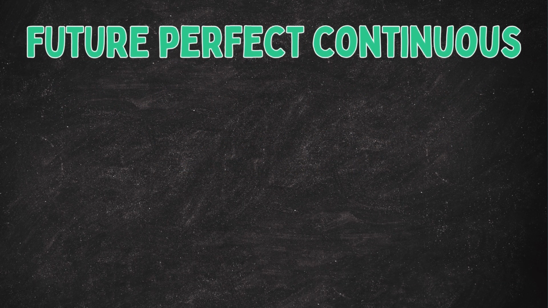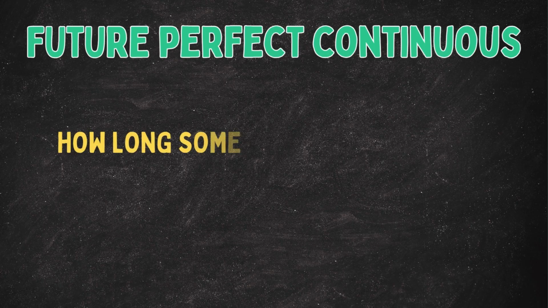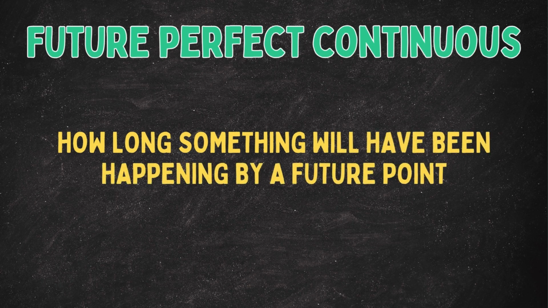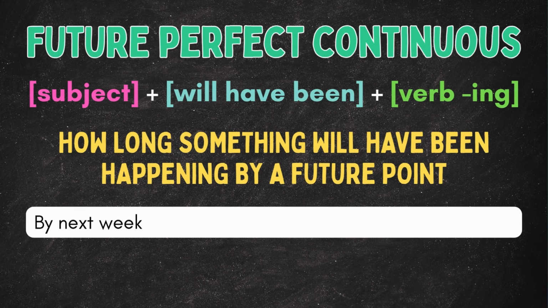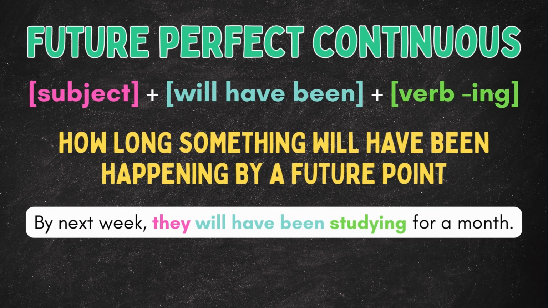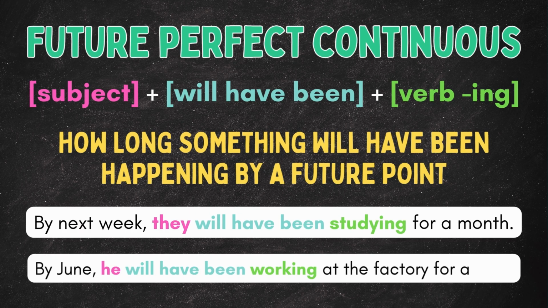Future perfect continuous. The future perfect continuous is used to show how long something will have been happening by a future point. The sentence structure is subject plus will have been plus verb with ing. By next week, they will have been studying for a month. By June, he will have been working at the factory for a year.